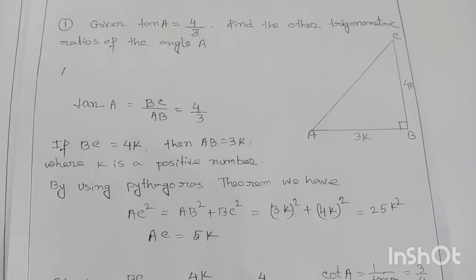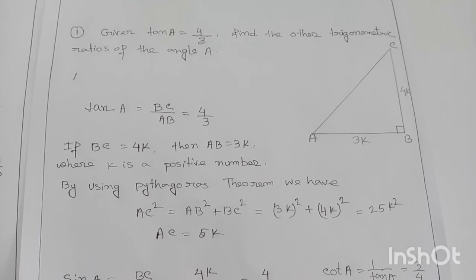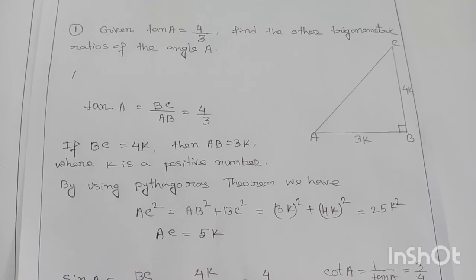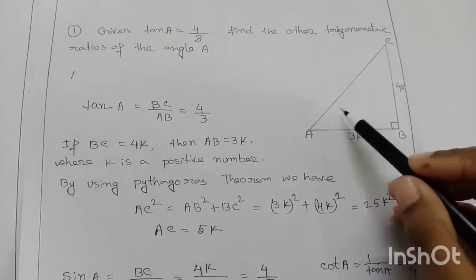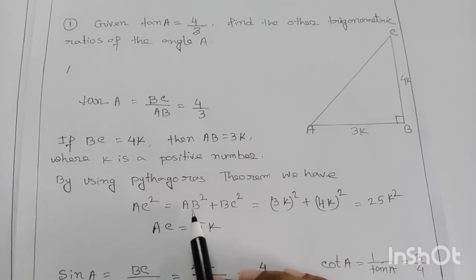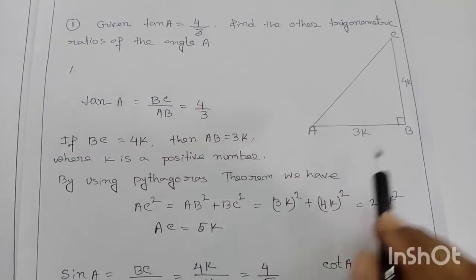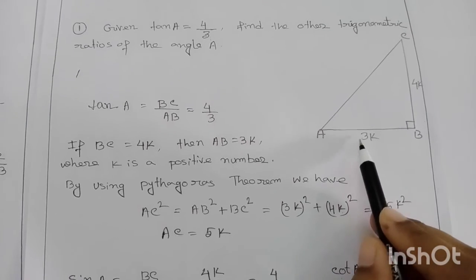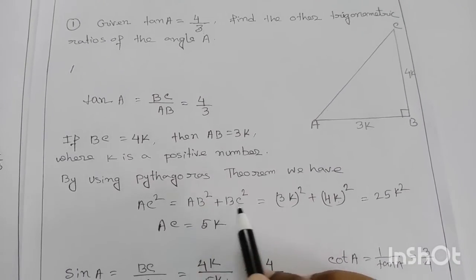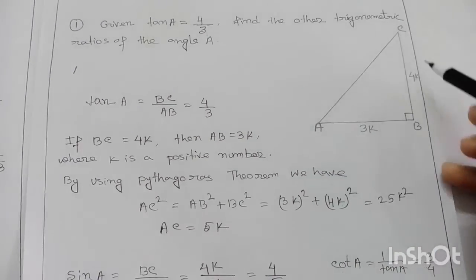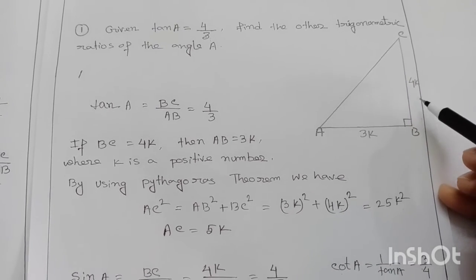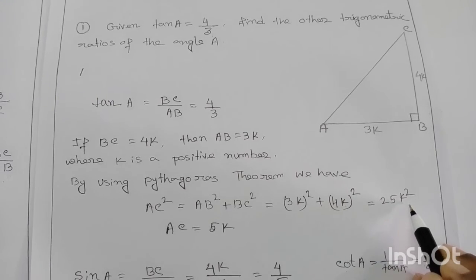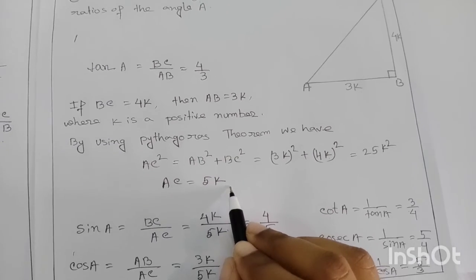Okay. So now we can apply the Pythagoras theorem. We know that according to the Pythagoras theorem, hypotenuse square equals base square plus height square. Here hypotenuse is AC, so AC square equals base AB square plus height BC square. AB equals 3K, so in place of AB we can write 3K, and BC equals 4K, so in place of BC we can write 4K, which equals 25K square. So AC equals 5K.